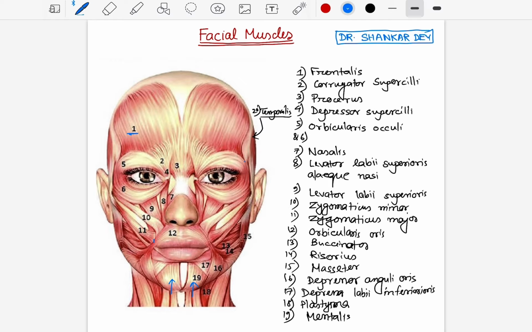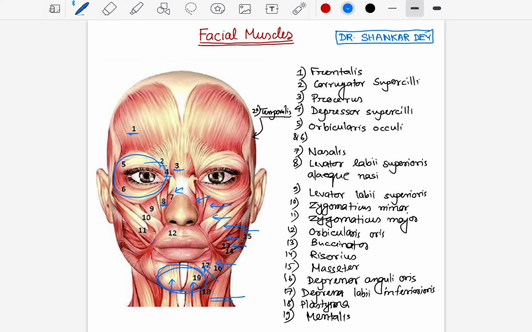Again, number 1 is frontalis, number 2 is corrugator supercilii, this is procerus, this is depressor supercilii, this rounded muscle is orbicularis oculi, this is nasalis, this is levator labii superioris alaeque nasi, this is levator labii superioris, this is zygomaticus minor, this is zygomaticus major. Then this is buccinator, this is risorius, then this is mentalis muscle, then this is depressor anguli oris, this is depressor labii inferioris, and this is mentalis muscle.